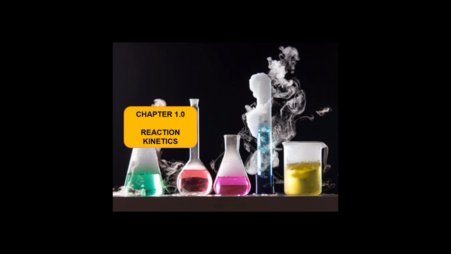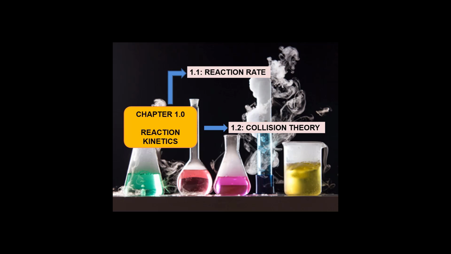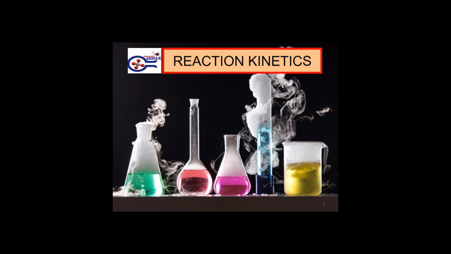Chapter 1 Reaction Kinetics: 1.1 Reaction Rate, 1.2 Collision Theory, 1.3 Factors Affecting Reaction Rate. Reaction kinetics is the study of reaction rate, or how fast a reaction goes. There are a lot of reasons why one chemical reaction might happen faster than another. So today let's learn about subtopic 1.1.